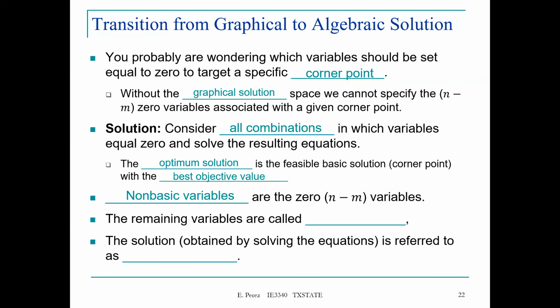Non-basic variables are the 0 and minus n variables. The remaining variables are called the basic variables. The solution obtained by solving the equations is referred to as the basic solution.